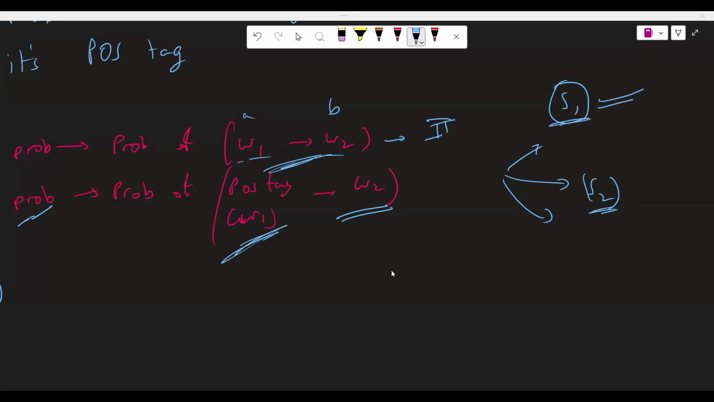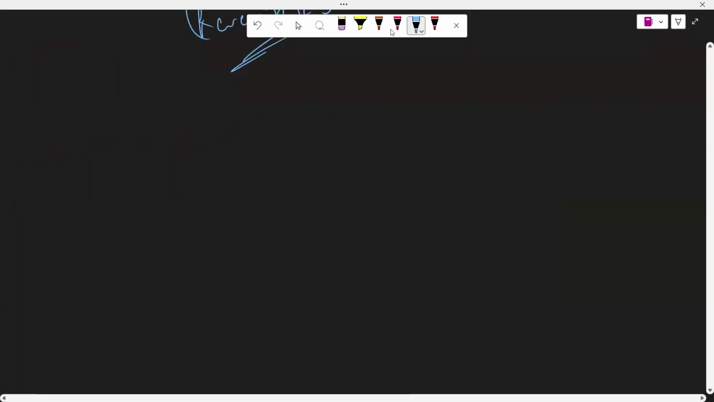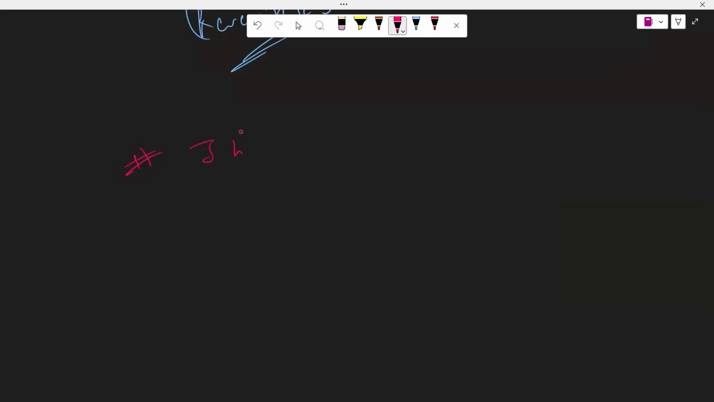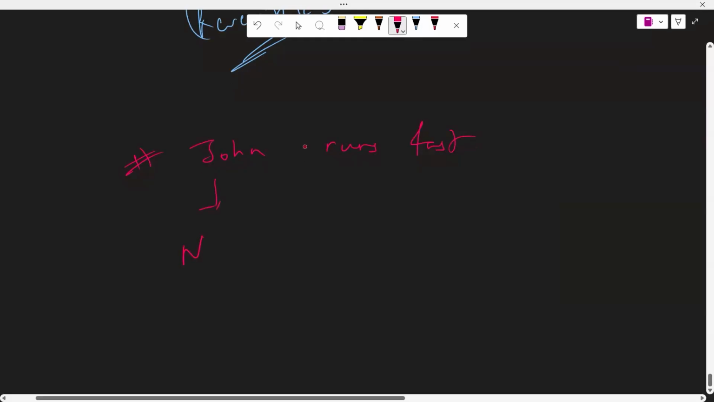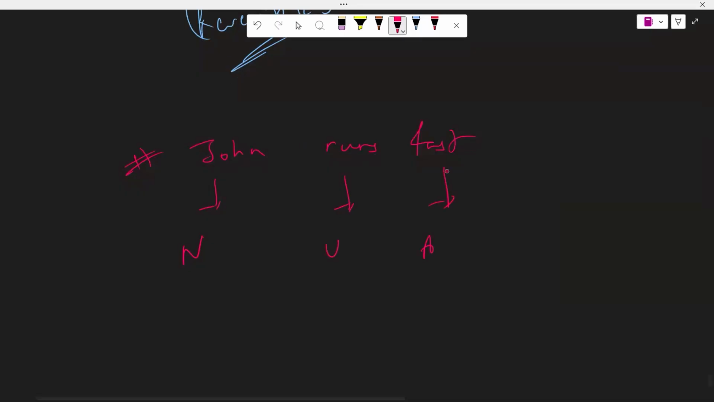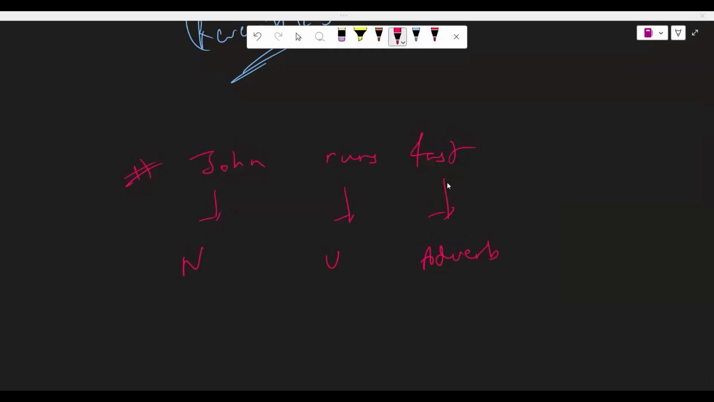So let's take an example. Let's say one example sentence is "John runs fast." Now, what will happen with the POS stack? Based on the POS tags, the hidden state will identify this is a noun, this is a verb, and this is an adverb. So over here, your hidden state is noun, verb, and adverb.